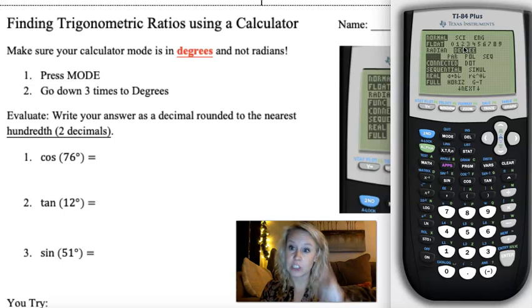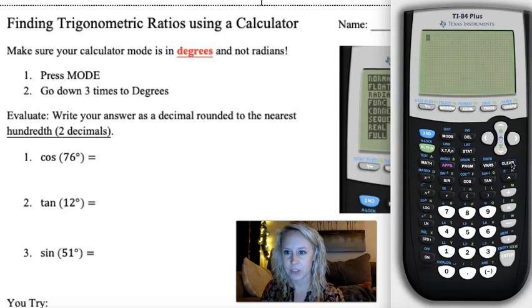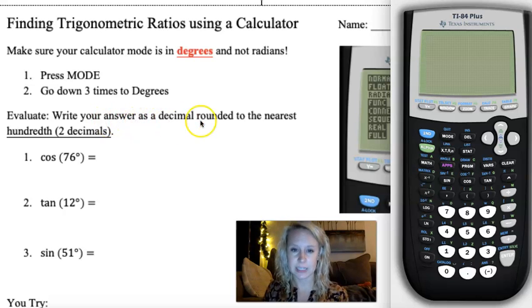If you have any questions, go ahead and ask Miss Maria now how to switch it to degree mode. Otherwise, let's practice. If you hit clear, it will go away. So the directions say to evaluate. Write your answer as a decimal rounded to the nearest hundredth, which is 2 decimal places, okay?